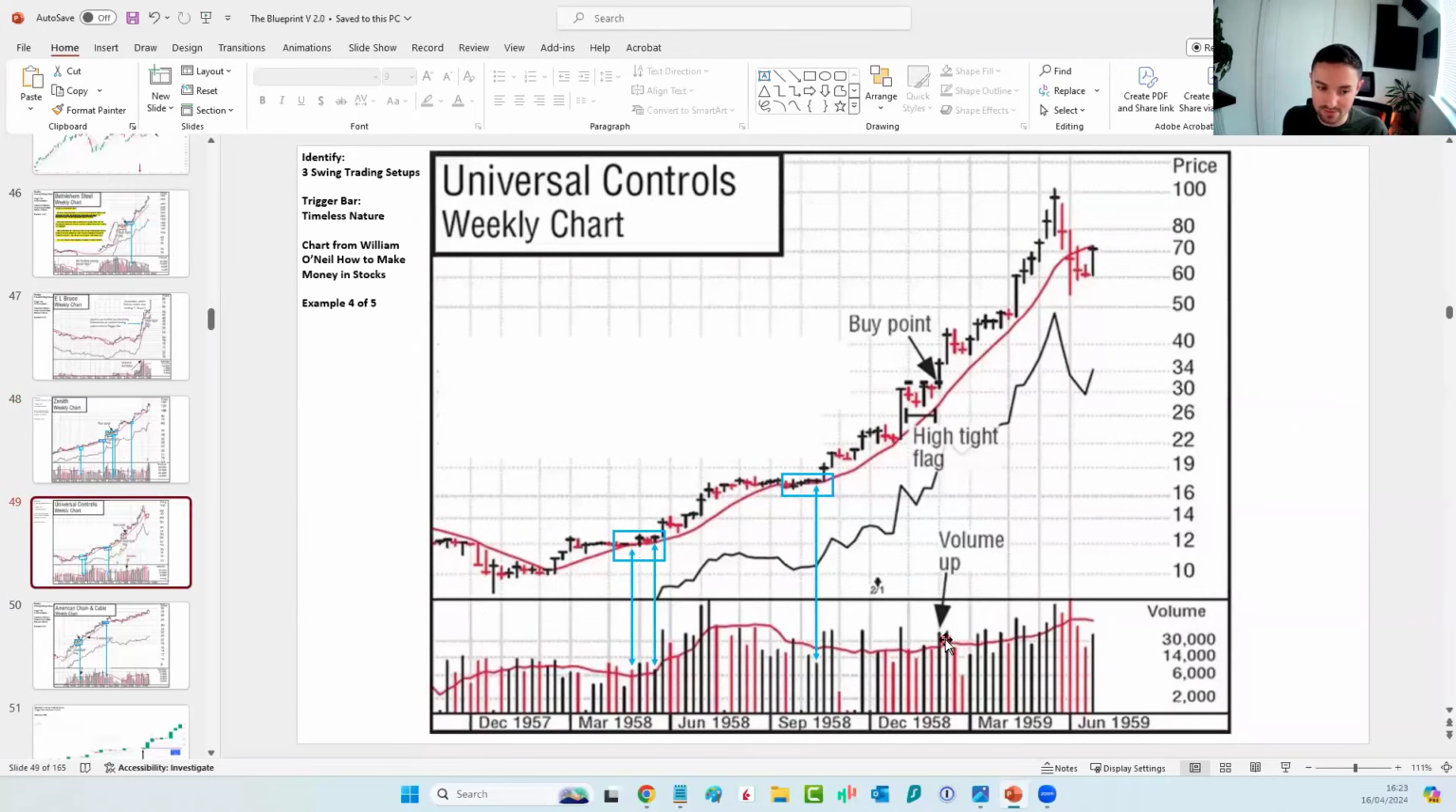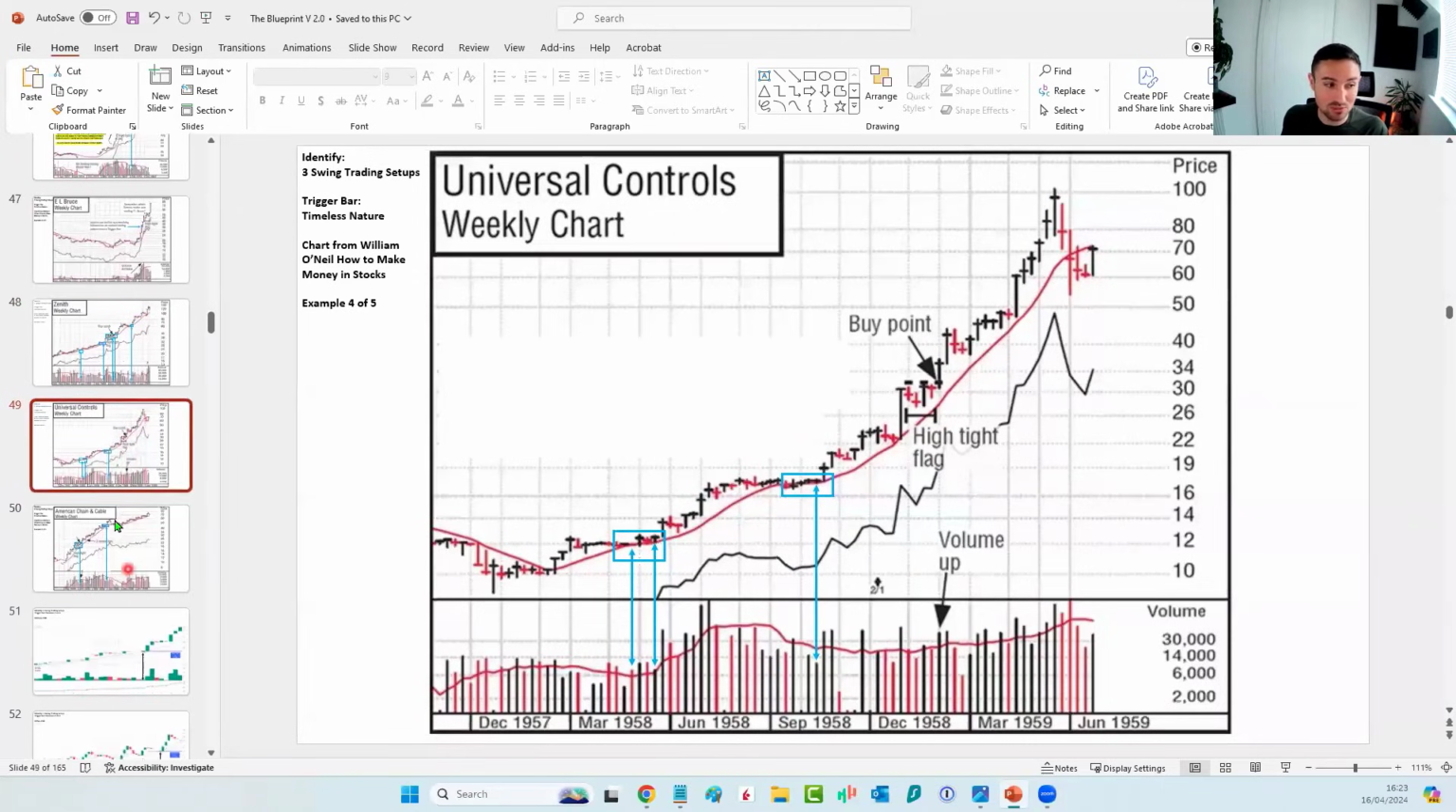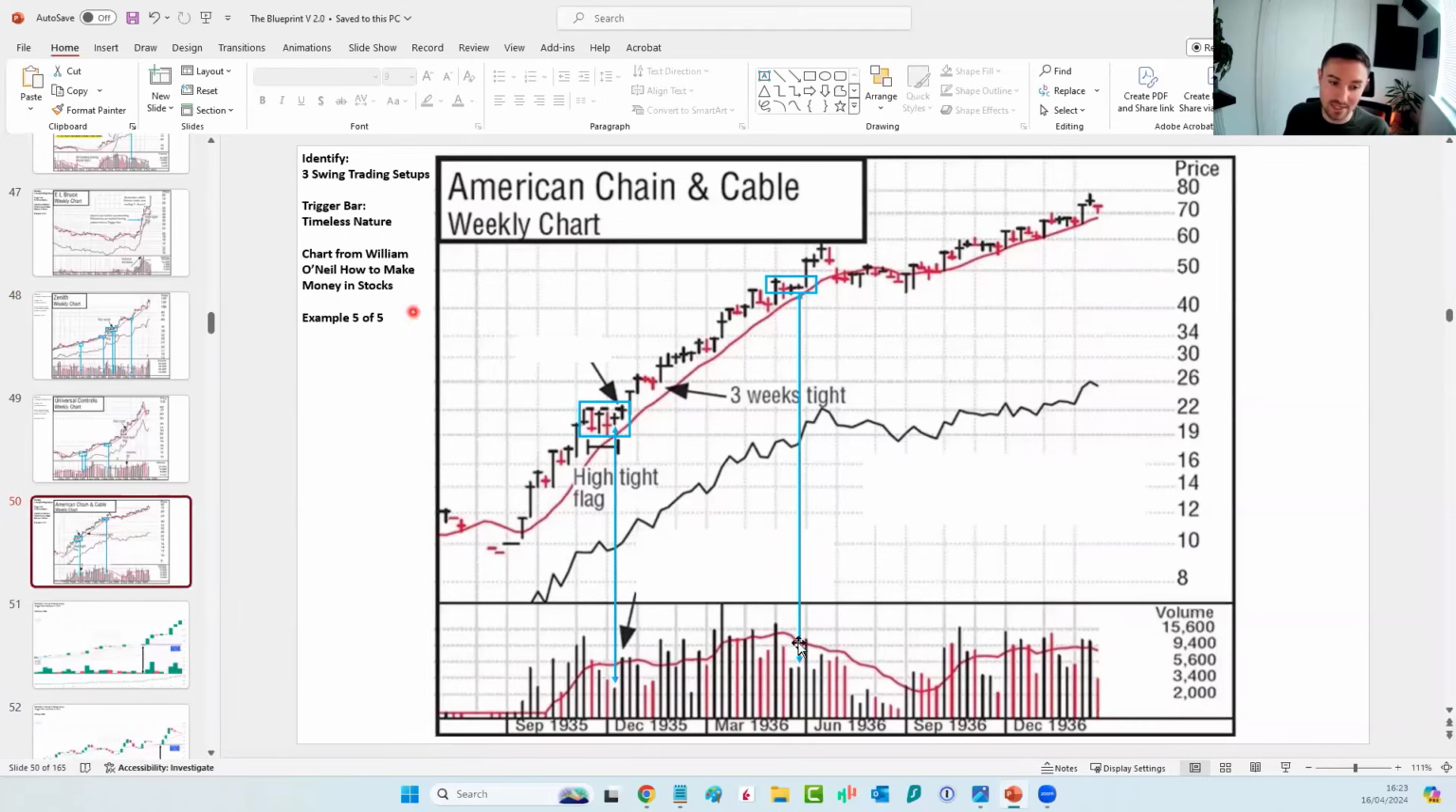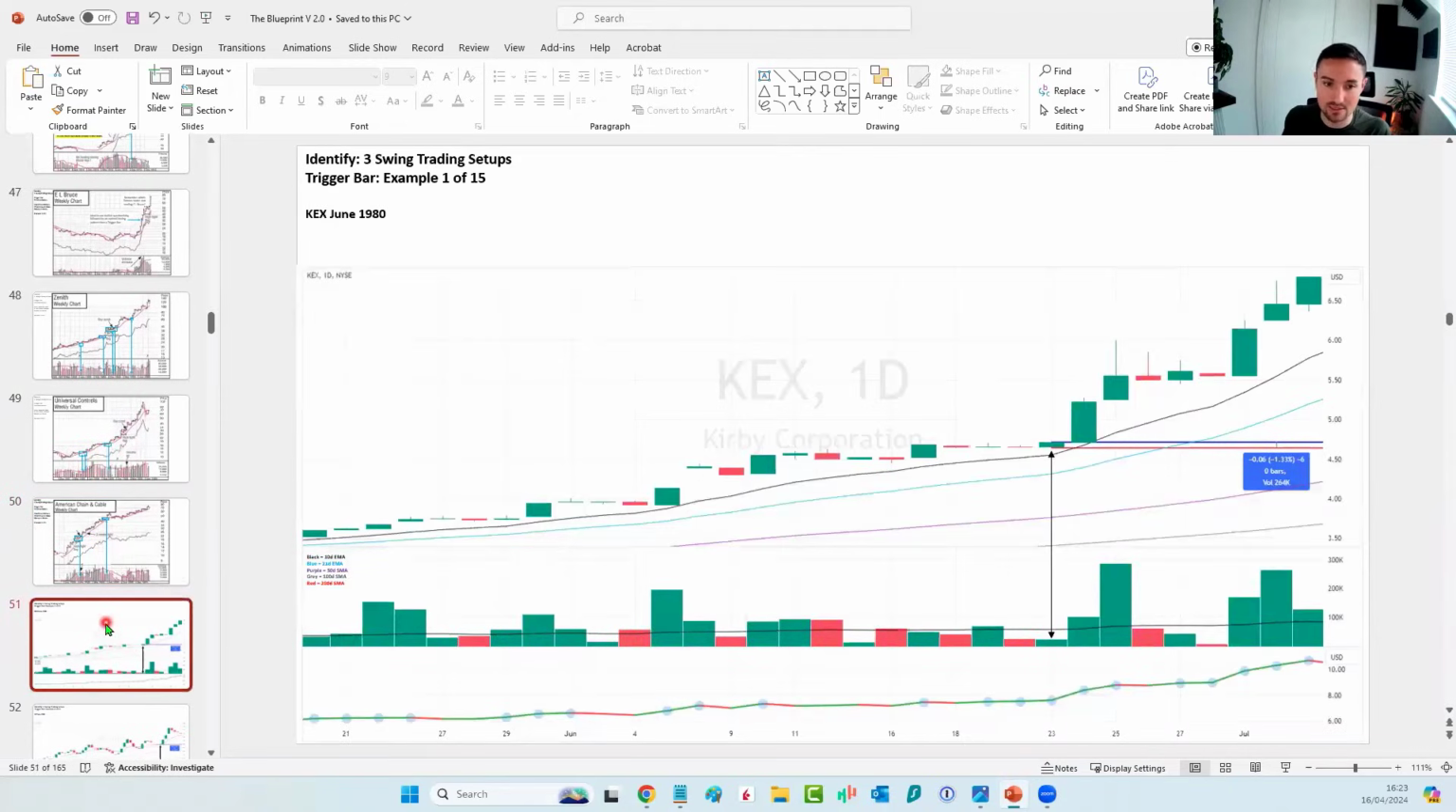Universal Controls, 1950s. Again, see the tightness in price that comes through. It's just time that you'll just continue to see the same thing. American Chain and Cable back in the 1930s. See, I get this inside week before it comes out of the base. See here, before it comes out of the base, the inside week. It's just timeless. You'll just continue to see these things. It is literally supply and demand. That's all it is. It's nothing fancy.